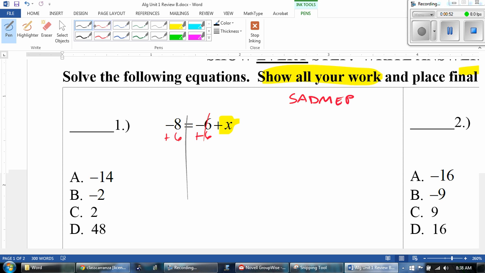-8 plus 6 is, it's not 2. Good, it's -2. Okay, so x equals -2. So D is my answer. B is what I would write on the line. Don't write -2, write B.